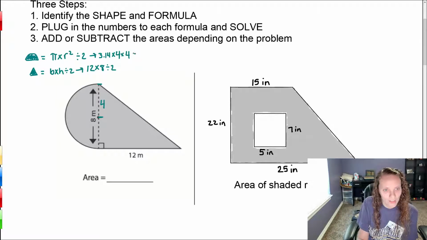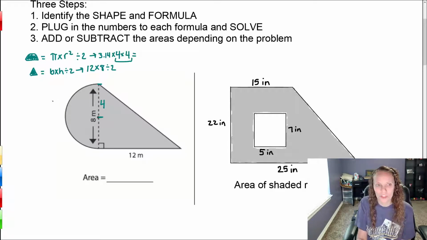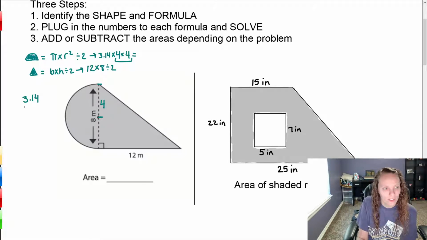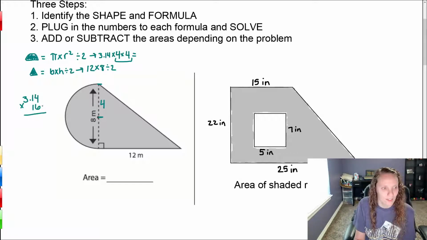So for the half circle, I'm going to go ahead and do the 4 times 4 first, because we can do that in our head. 4 times 4 is just 16. So I'm going to go ahead and do 3.14 times 16. 4 times 6 is 24. Carry the 2. 6 times 1 is 6, plus 2 is 8. 6 times 3 is 18. Add a 0. 1 times 4 is 4, 1 times 1 is 1, and 1 times 3 is 3.